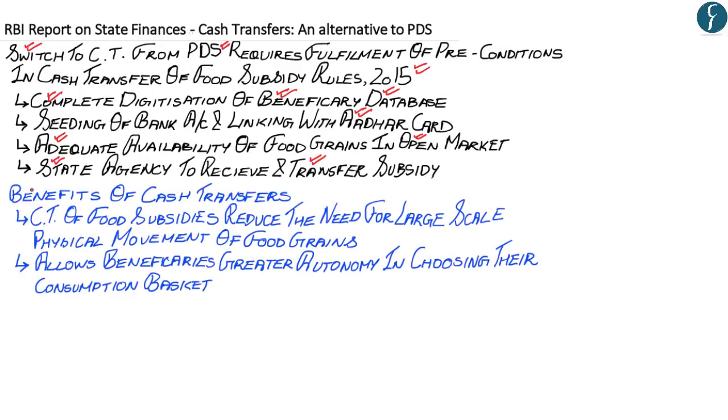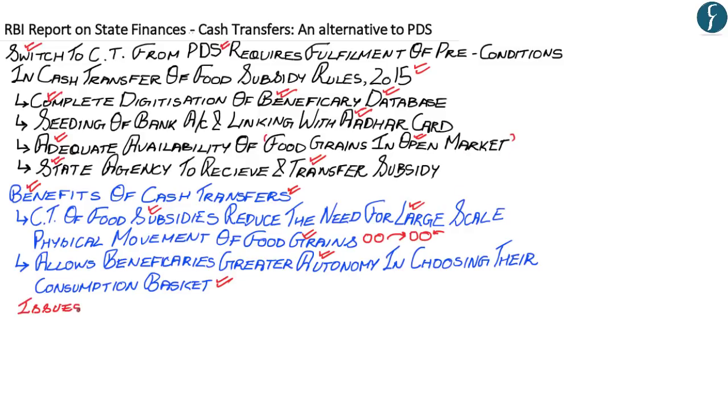Now hopefully up till here you've also understood the two benefits of cash transfer that have been highlighted in the RBI report. The first benefit is that the cash transfer of food subsidies reduces the need for large-scale physical movement of food grains, wherein, let's say, the food grains are required in Chhattisgarh or Jharkhand, but they are being physically moved from Haryana or Punjab. But the direct cash transfer of food subsidy to the people of Jharkhand or Chhattisgarh would allow these individuals to have greater autonomy in choosing their consumption basket, wherein they could buy their required food grains from the open market.